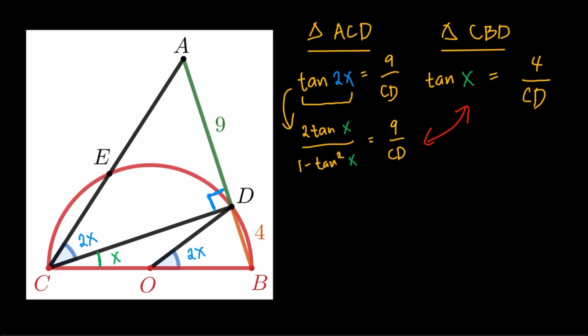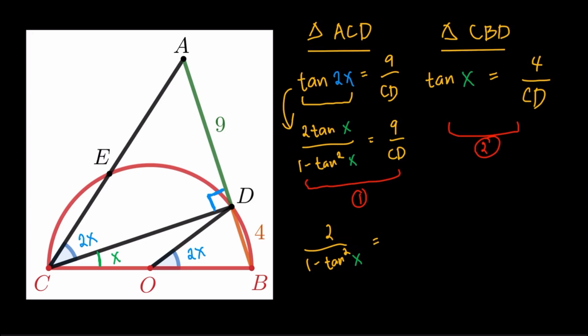But I think it's easier to get tangent x. So I'm going to divide the two equations. I'm going to divide the first one by the second one. If I divide the first equation by the second equation, I'll get that 2 divided by 1 minus tangent squared x is equal to 9 over 4. Now let's do some cross multiplication.